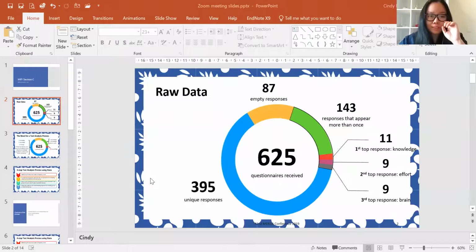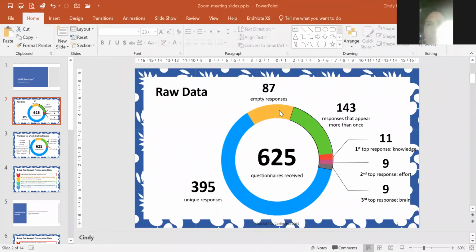So I thought I'd include some of the slides that we presented in the MERGA paper last year. The reason why I developed this Section C data analysis process is, if you use this example from the Australian Wi-Fi paper, we have 625 responses. Out of those, 143 are responses that appear more than once, so it's quite easy to sort them.